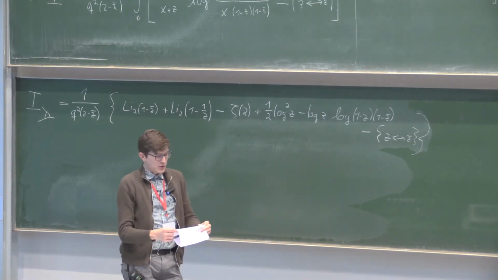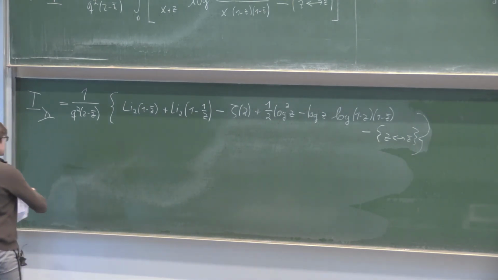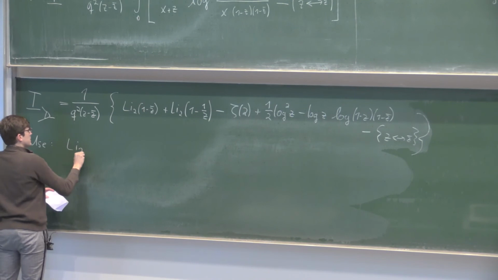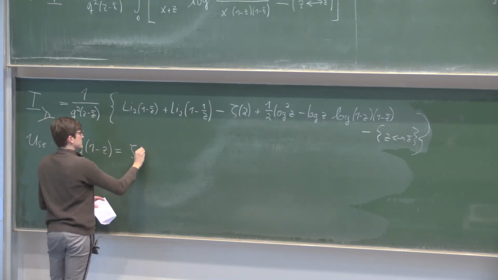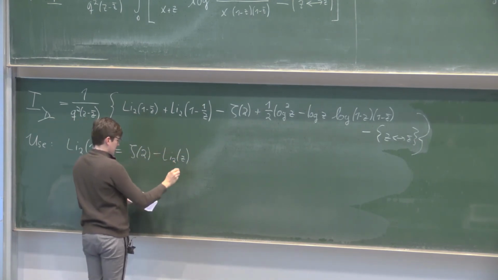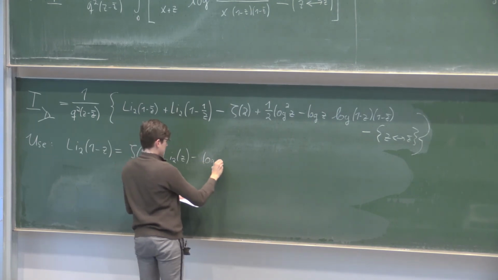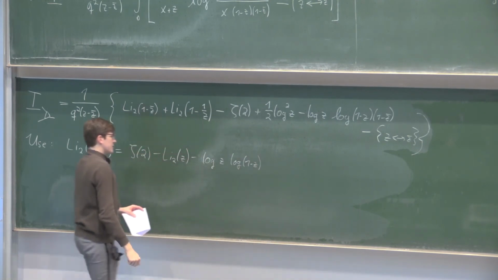There is a very nice book by Lewin. There are a million papers on the dilogarithm. And these identities are extremely well known. So we can use identities such as this one, which is a reflection identity for the dilogarithm, which tells us that this is zeta 2 minus Li2 of z minus Li2 of 1 minus z, minus log of z log of 1 minus z. So this is a true identity.